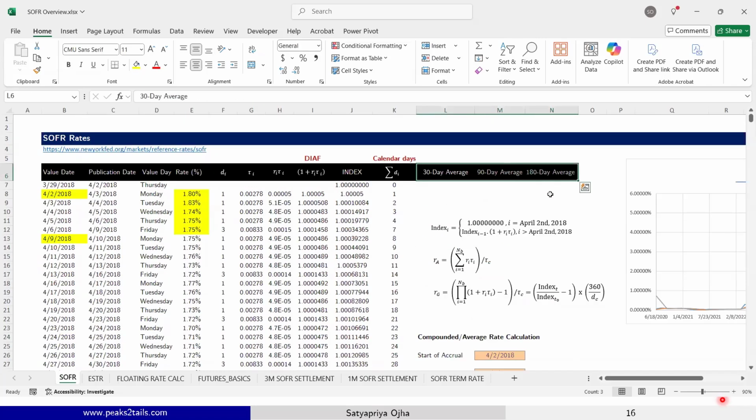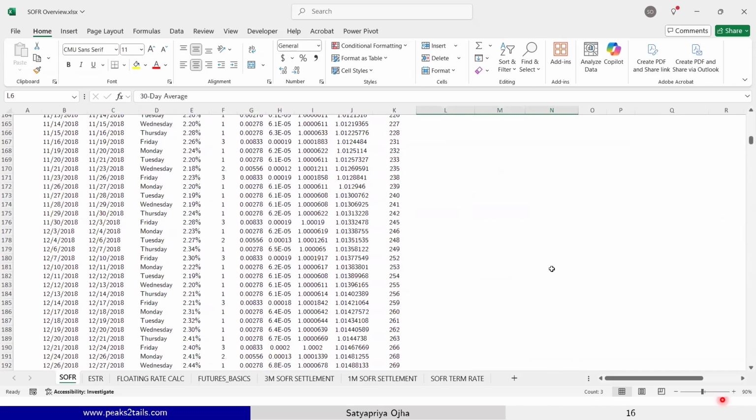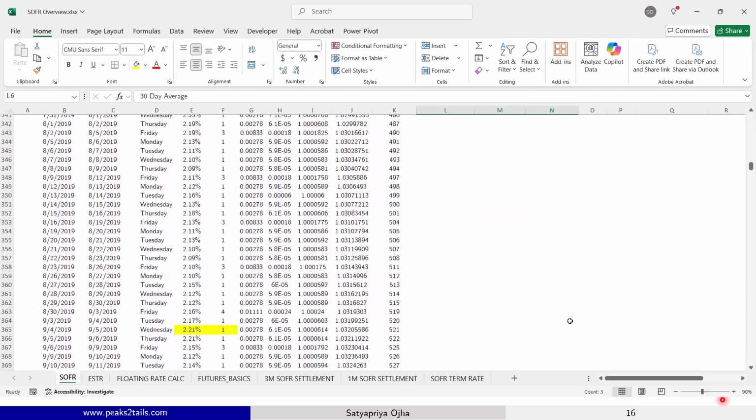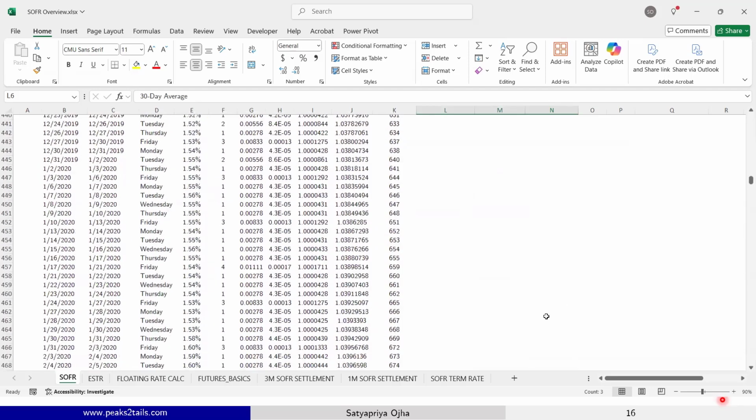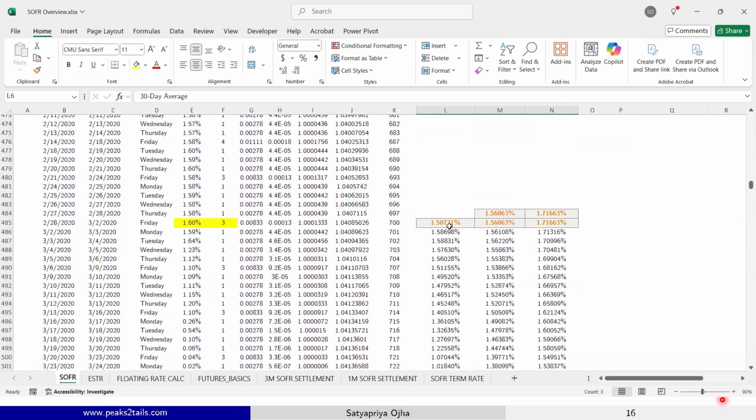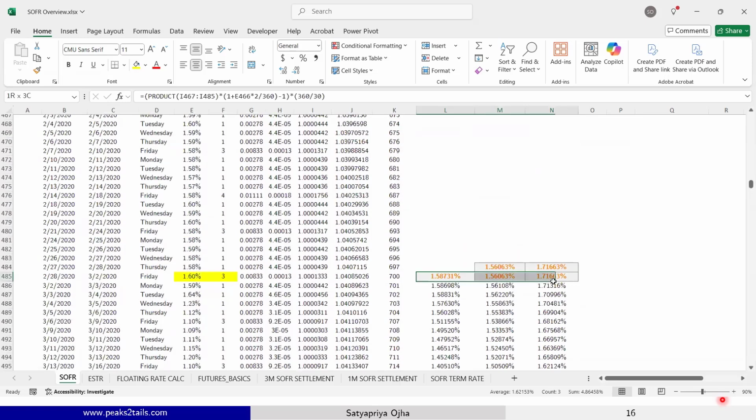And they started publishing these from the date, let me go down, I think 2020 sometime. Yeah, from here. From this date, they started publishing the 30-day, 90-day, and 180-day moving averages, which can be considered a proxy for term rates.